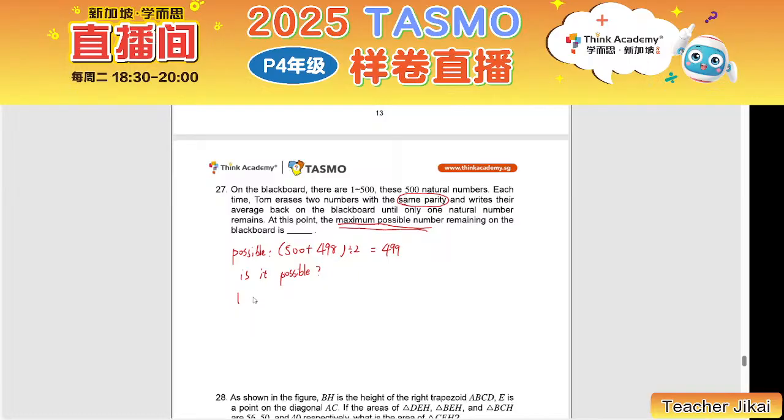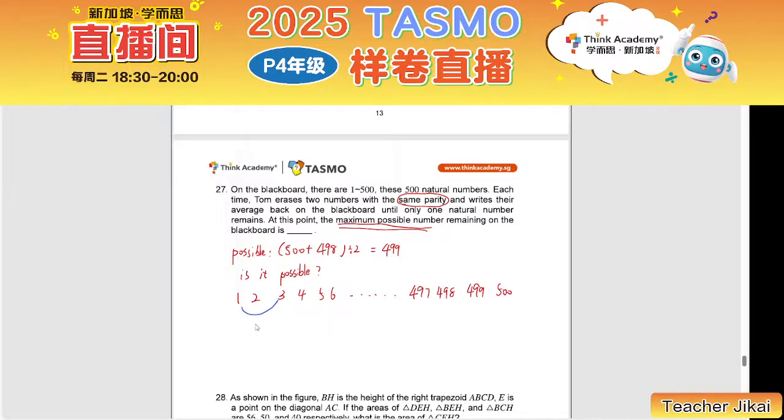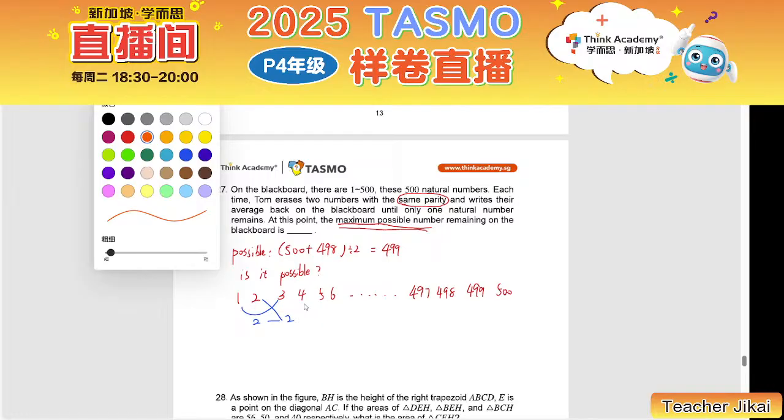So first we have 1, 2, 3, 4, 5, 6, and so on, until we get 497, 498, 499, 500, right? So how can we make it? First, we can make 1 and 3 pair together so that we form a 2, right? And then 2 and 2 together, so we form another 2. Then you just see we can form a chain here.